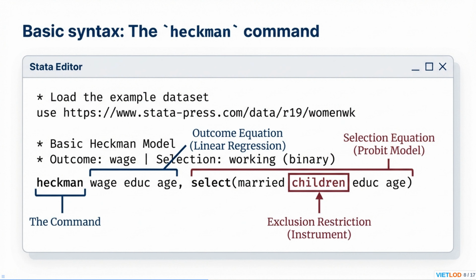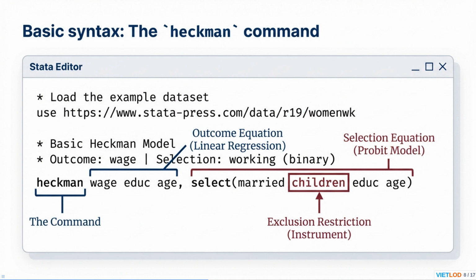The command in Stata for implementing the Heckman selection model is simply heckman. The basic syntax starts by defining the outcome equation, just like a standard linear regression. Here, we're modeling wage as the dependent variable, explained by educ and age. Following this, we use the select option to specify the variables for the selection equation, which models the decision to participate in the workforce. In this example, married, children, educ, and age are included in the selection equation.